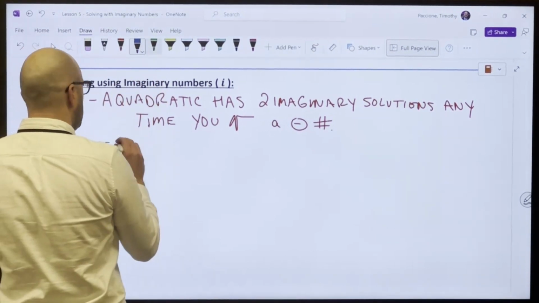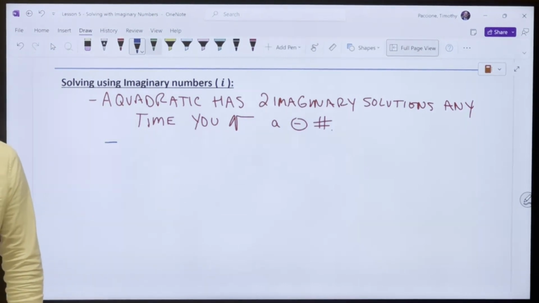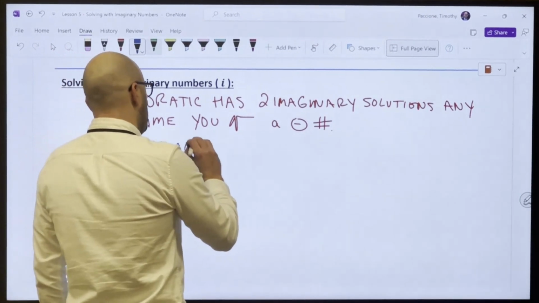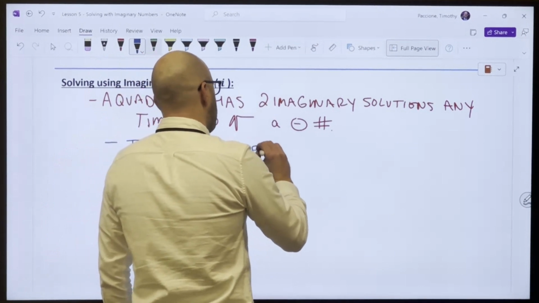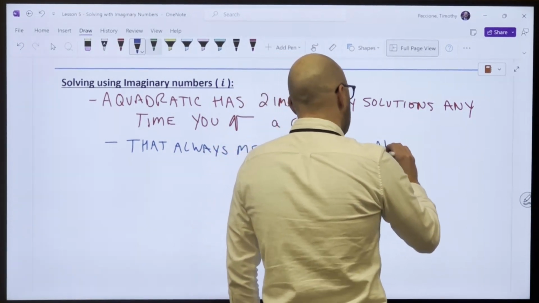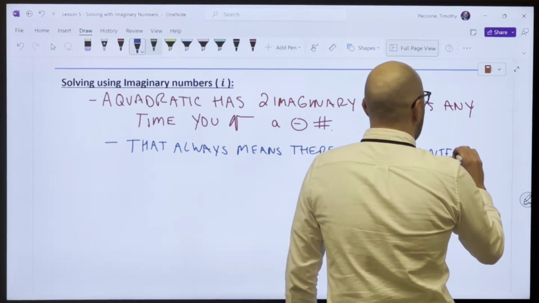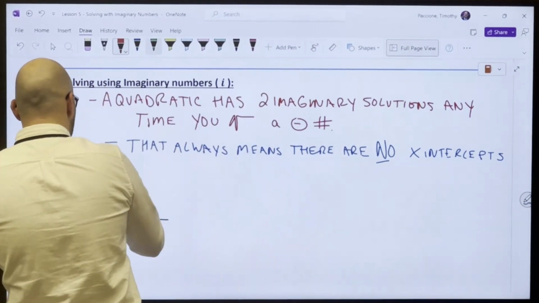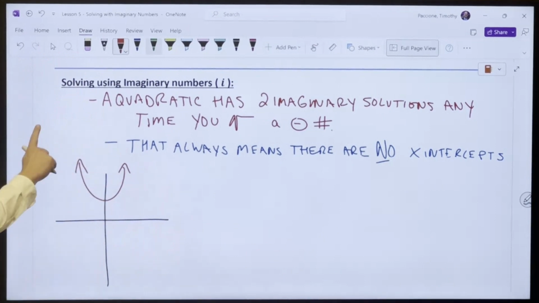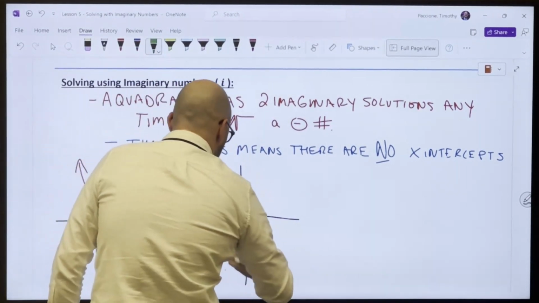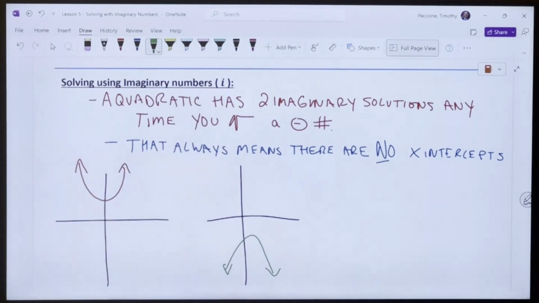And we know that that means something. What does that mean about the parabola? When there's no x-intercepts. That always means there are no x-intercepts. So it's one of a couple situations, right? It's either you got this situation where it just never gets there from the top, or we got this situation where it just never gets there on the bottom. But either situation, there are no x-intercepts.